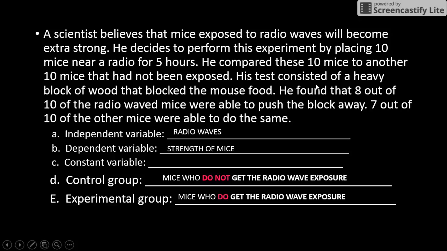His test consisted of a heavy block of wood that blocked the mouse food. And then we have his results. He found that 8 out of 10 of the radio wave mice were able to push the block away. 7 of 10 of the other mice were able to do the same. So anything that is kept constant, so are things that are kept constant. Every mouse was exposed to the block of wood. There were 10 mice in each group, and they all had the same mouse food.